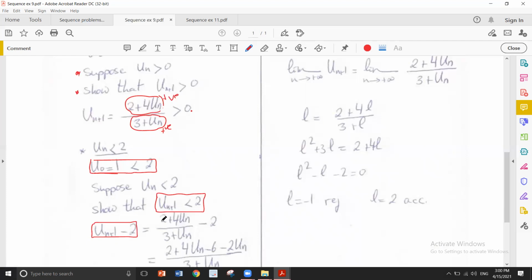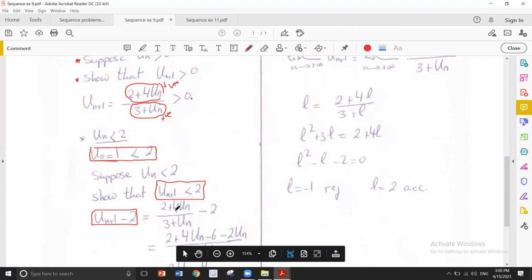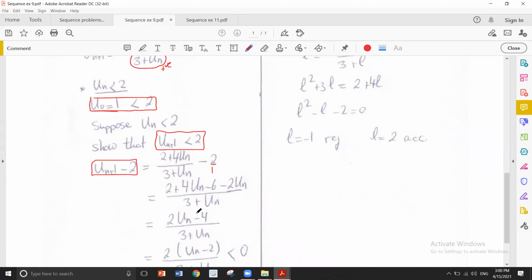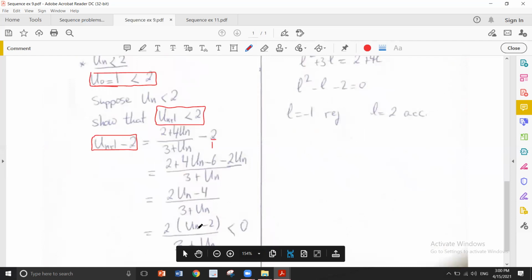Un plus 1 minus 2 equals 2 plus 4 un over 3 plus un minus 2. This is 2 over 1. We take the LCM, so we get 2 plus 4 un minus 6 minus 2 un over 3 plus un. Then it will be 2 un minus 4 over 3 plus un.